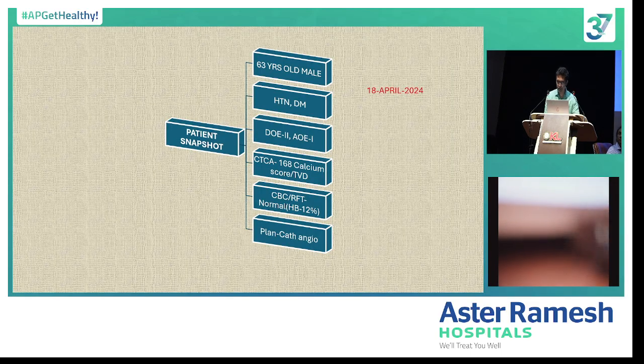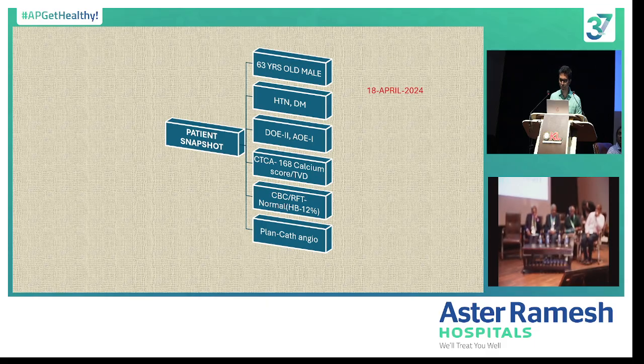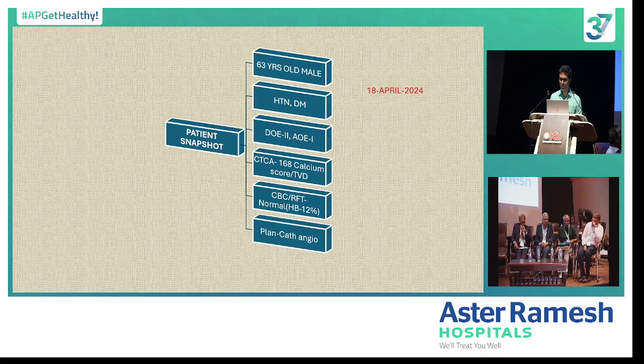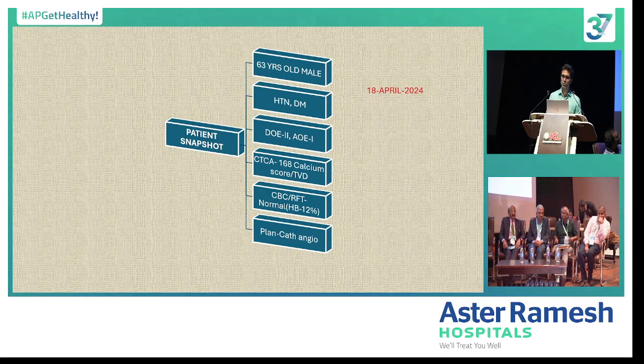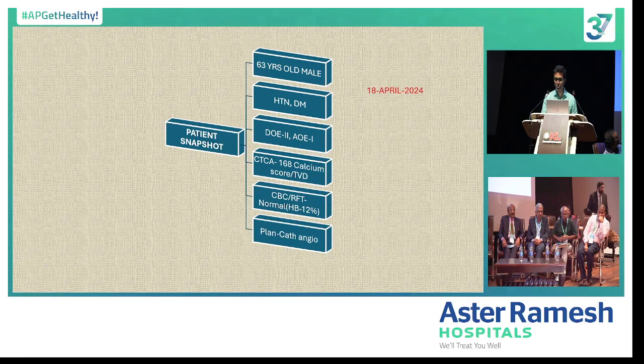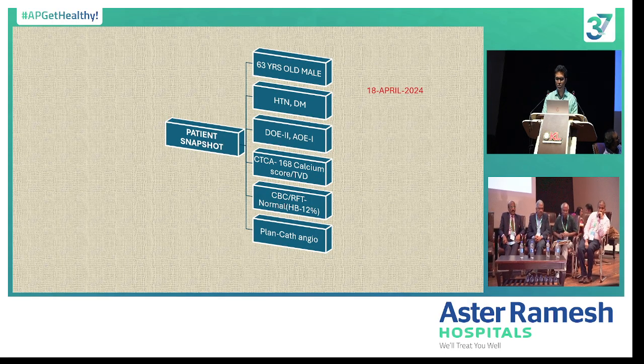So this patient, a 63-year-old male with hypertension and diabetes mellitus, presented to us with dyspnea on exertion grade 2 and angina on exertion grade 1. So we had a CTCA and the calcium score was 168 and it revealed TVD, triple vessel disease. The other investigations were normal. ECG was in normal sinus rhythm and echo was normal.